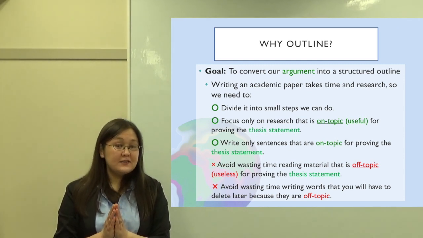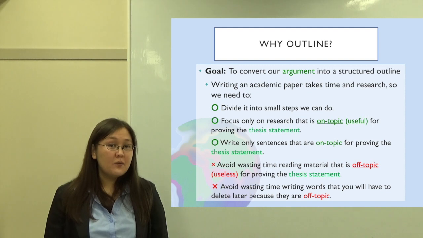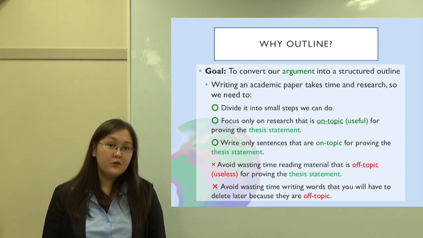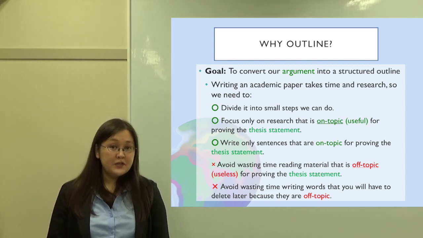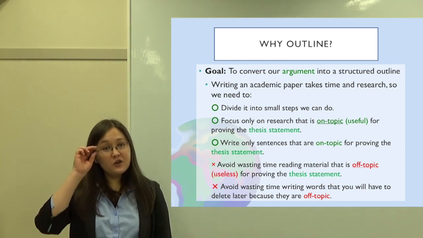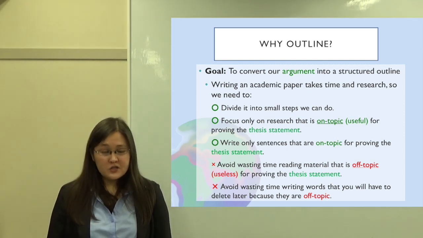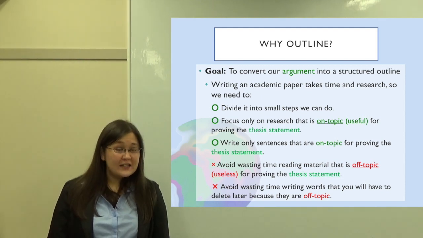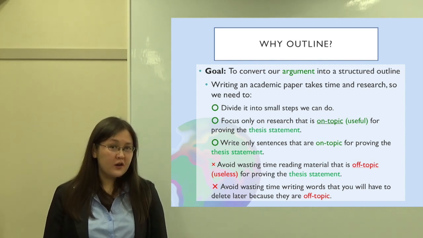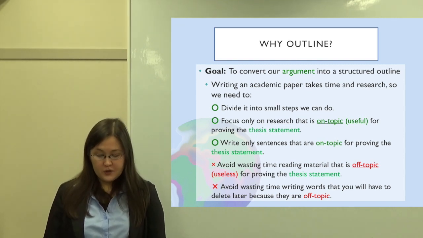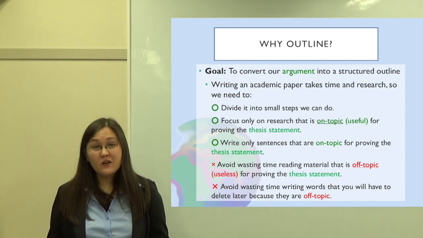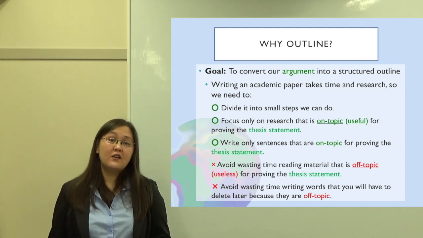Off topic means it is not on topic. It is not pertinent. It is not relevant for your argument. Your paper is the argument, the reasons that your thesis statement is correct. You're trying to convince the reader of your thesis statement, so you should not be distracting them or bogging them down with reading lots of things that are not part of your argument. So we need to avoid wasting words, wasting sentences, wasting paragraphs of writing that you cannot use.